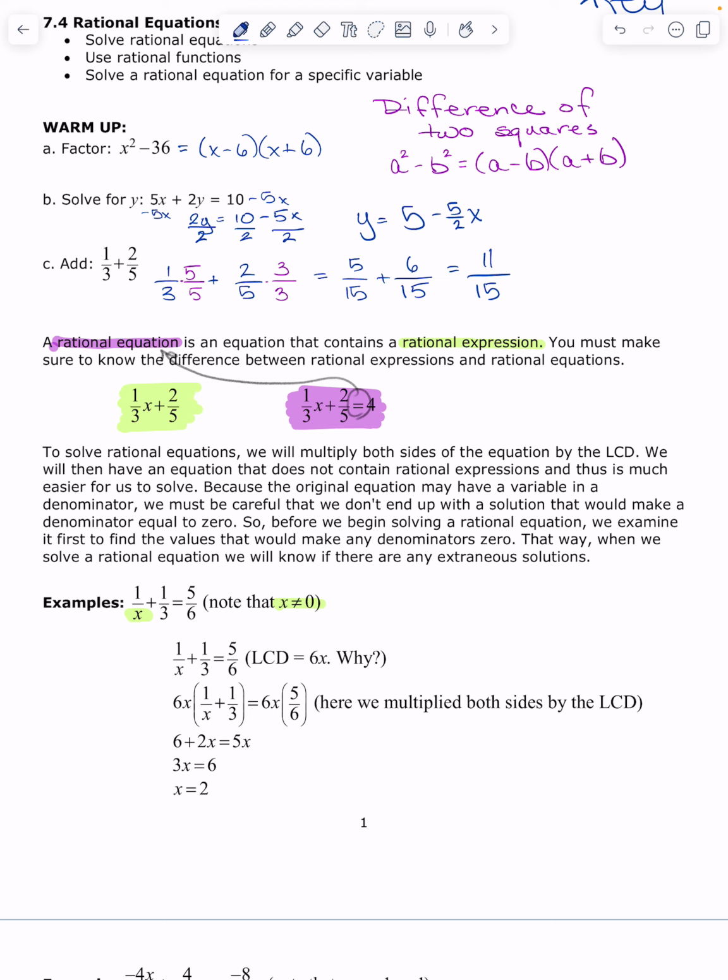Why would I do this? If I multiply everything by x, this x over x cancels and I just get 1. Okay, so now my x is no longer in the denominator. Now I'm going to pick the biggest denominator, 6. I'm going to multiply everything by 6.